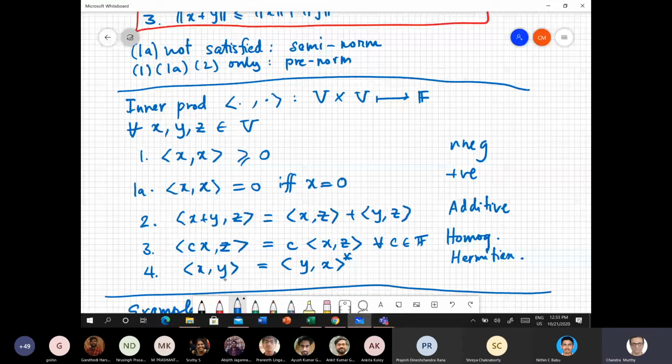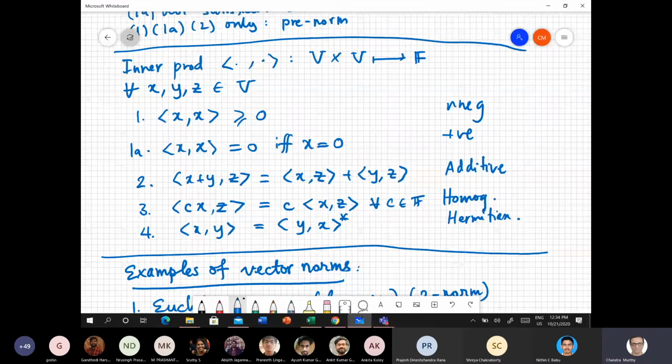We also saw one crucial property: if this dot comma dot is an inner product, then x comma x to the power half, the inner product of x with itself to the power half, is a vector norm on V. That's one crucial property that connects inner products to norms. So using any inner product, you can define a norm. Now, today we'll start by discussing some example norms. These are perhaps the most popular norms used in different applications.